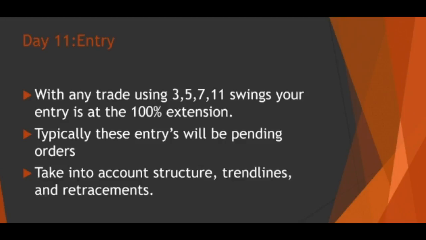So with any trades using the 3, 5, 7, or 11 swing, your entry is at, make sure you write this down and highlight it, the 100% extension. And we've talked about that. That 100% extension is the equal point from that previous extension. And we talked about saying a 3 swing where we have our origin to 1, 1 to 2, and 2 to 3. Okay? When we're measuring this length to this length, our 100 extension will be our entry. Okay? And we'll talk about directional in a minute.